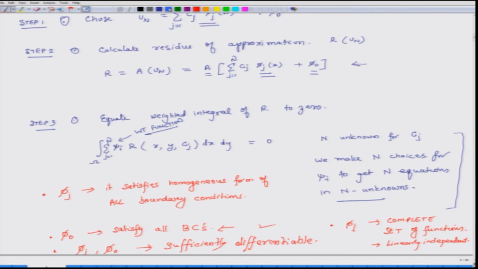So, we have done step 1, we choose a particular function for u_n, and calculate the residue. In the third step, we multiply it by a weight function and set the weighted integral of the residue to 0, but we do not weaken the differentiability, and we have discussed what type of phi_j's we should be picking up. Now, what we will do is look at different types of weight functions. So far we have not discussed which kind of weight functions we should be choosing. So, we will look at different types of weight functions, and they will be associated with different solution methodologies.